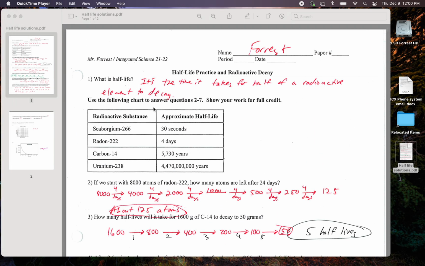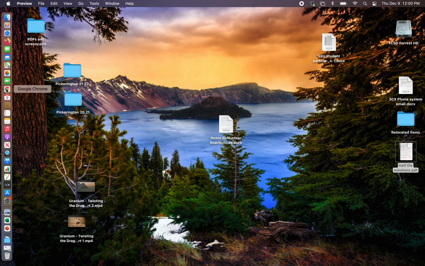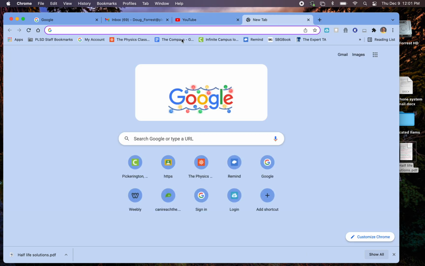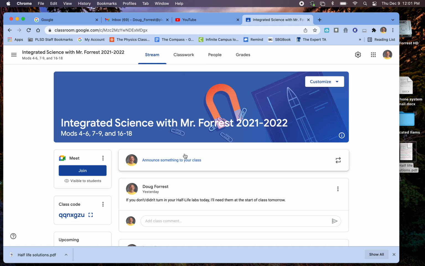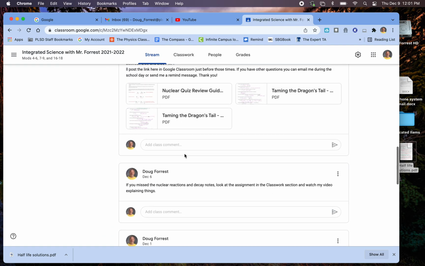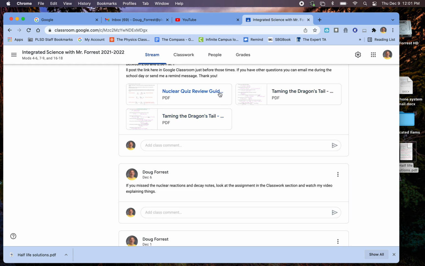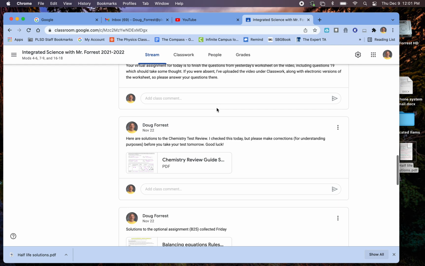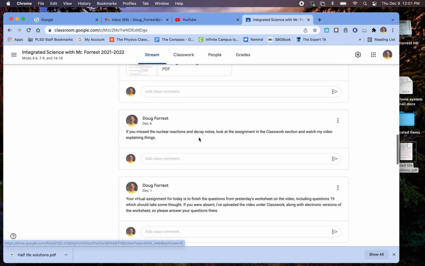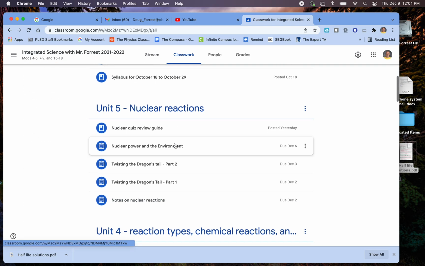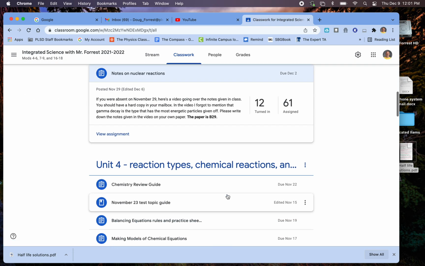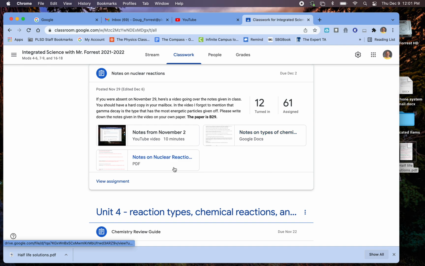I'll put that on my Google Classroom. The other thing that I can do here with Google Classroom is let you know we did go over today some of the homework that we'd had. So remember, this is a quiz review guide. These are the answers to the Taming the Dragon's Tail. And over here in the classwork, I have the notes. So I have filled in notes that I did earlier.